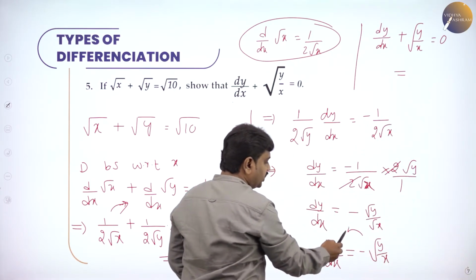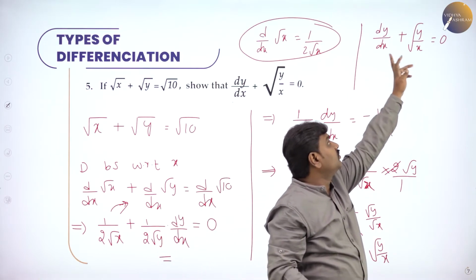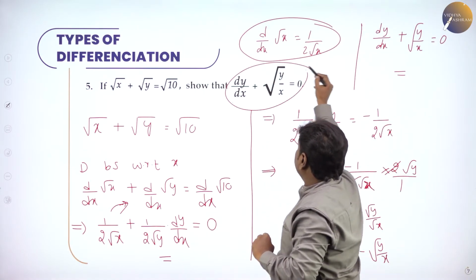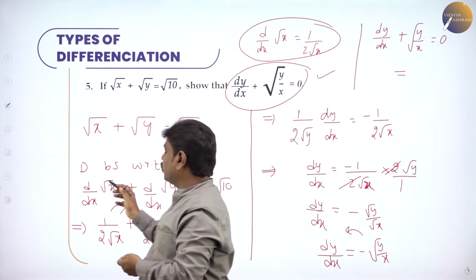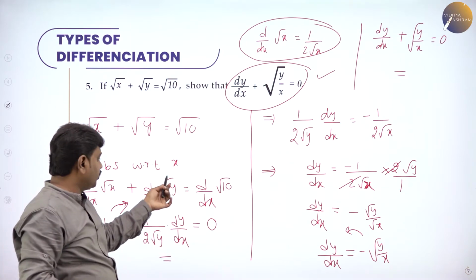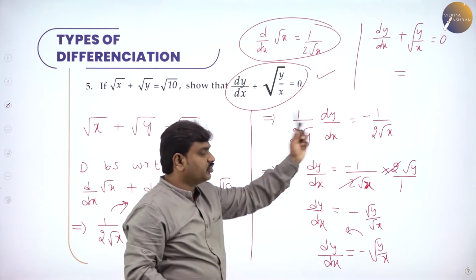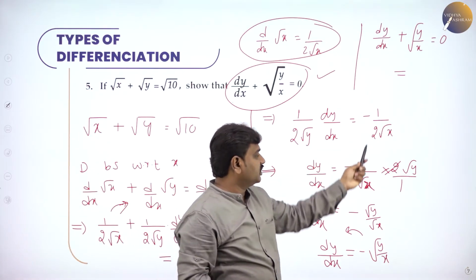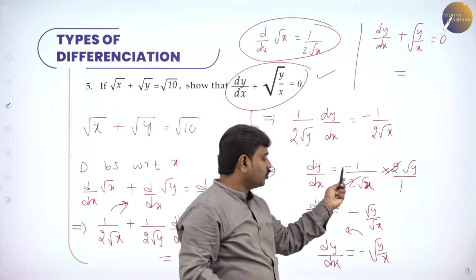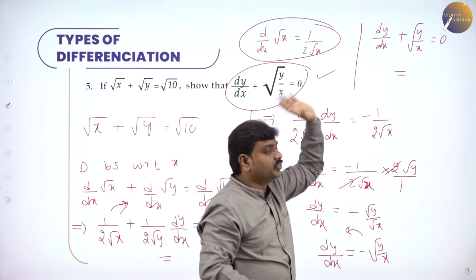If I bring this term to LHS, minus root of y by x becomes plus root of y by x. Dy by dx plus root of y by x equal to 0. That's what they want you to prove. We have done it. The derivative of root x is 1 by 2 root x. The derivative of root y is 1 by 2 root y into d by dx of y. And the derivative of root 10 is 0. Transfer 1 by 2 root x to RHS, it will become minus 1 by 2 root x, and the division becomes multiplication. 2 cancels. Root y by root x can be written as root of y by x. Outside we have minus, and the negative term you bring to this side. So dy by dx plus root of y by x becomes 0.